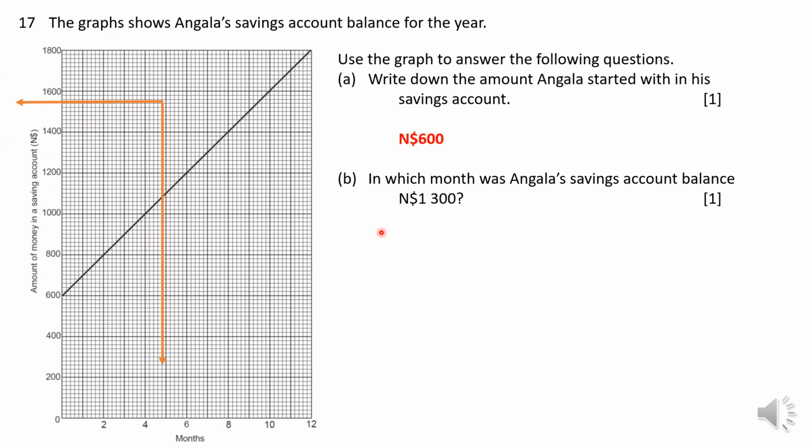And now the second question is, in which month was her savings account balance 1,300? So again, let's just see. So 1,300 is about somewhere there. So what we're looking for is the 7th month. Please, that is what we are doing for those two questions.